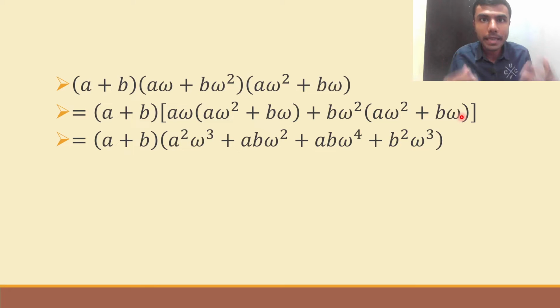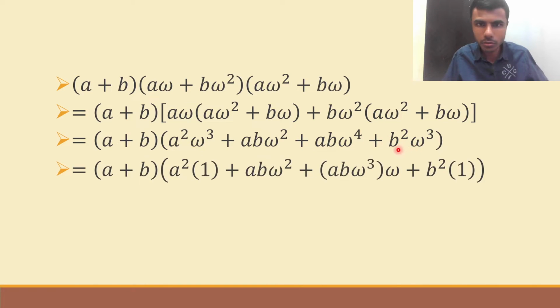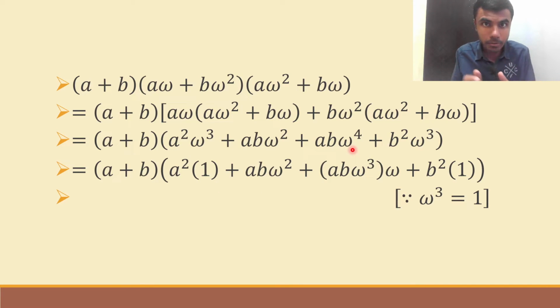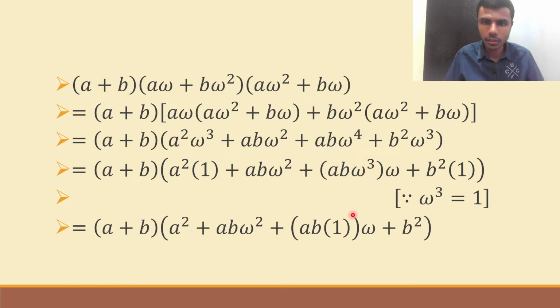Now since omega is a cube root of unity, omega cube is equal to 1. Here you see omega cube, and here also omega cube. In that place I can write 1, since omega cube is equal to 1. And next, this omega power 4, I am going to write as omega cube into omega. That is totally okay, because x power 4 I can write as x cube into x. Likewise, omega power 4 I can write as omega cube into omega power 1. Again this omega cube will also be 1.